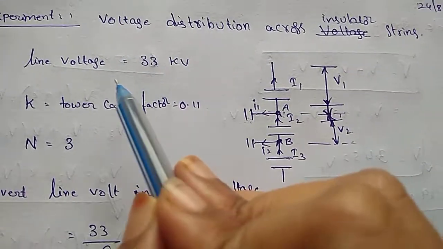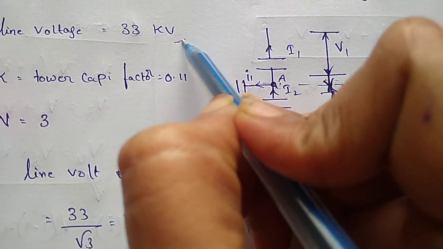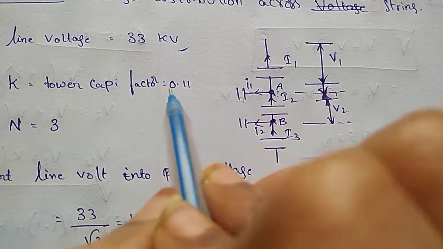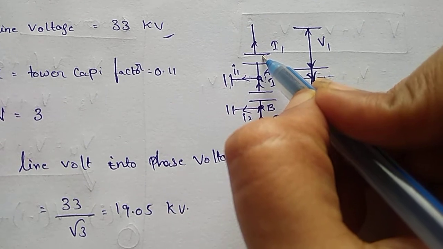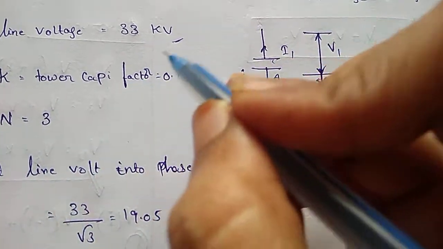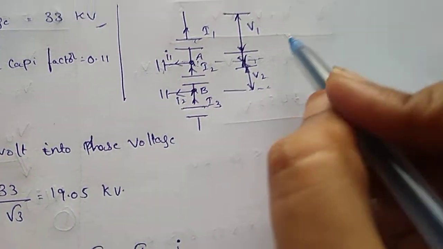In our textbook problem, they mention the line voltage as 33 kV, and the tower capacitance factor, that is the shunt capacitance to self capacitance factor, as 0.11, and the number of discs as 3. These are already given data.